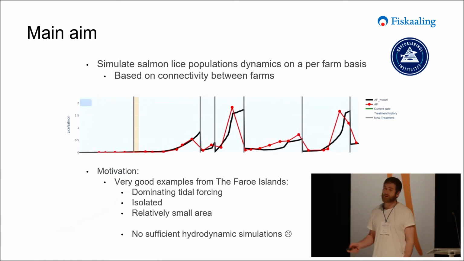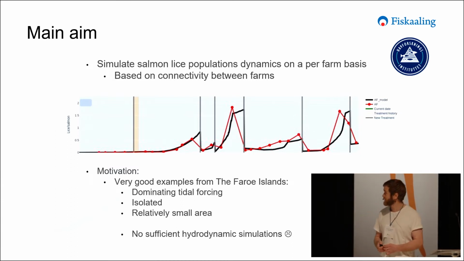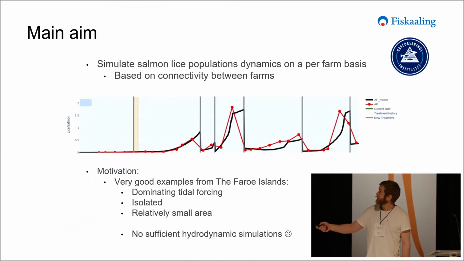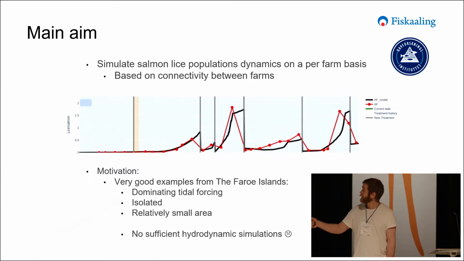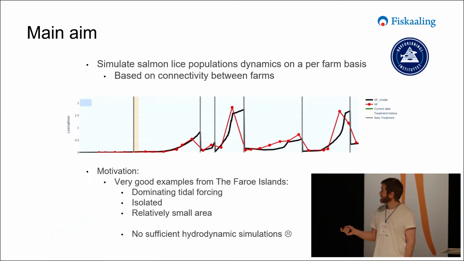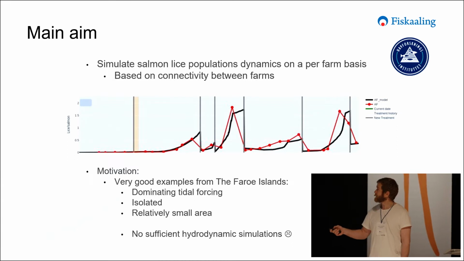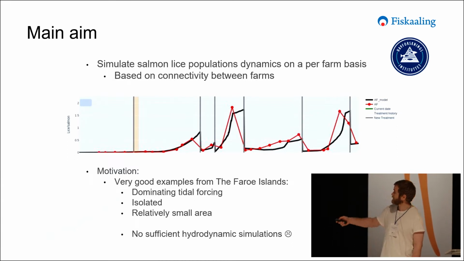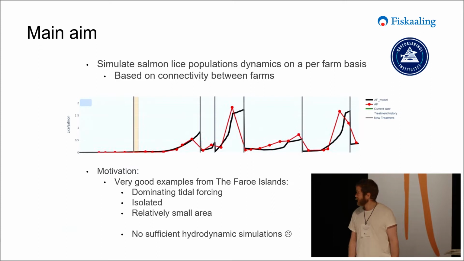One of the motivations for this modeling approach is that we have some very good examples from the Faroe Islands. Here you see an example of a production cycle. The model is the black line, and the salmon lice counts are these red dots. And you see that we managed to model the dynamics fairly well in this example, using the number of fish, when they reported doing treatments, which are these vertical lines here, and of course temperature.